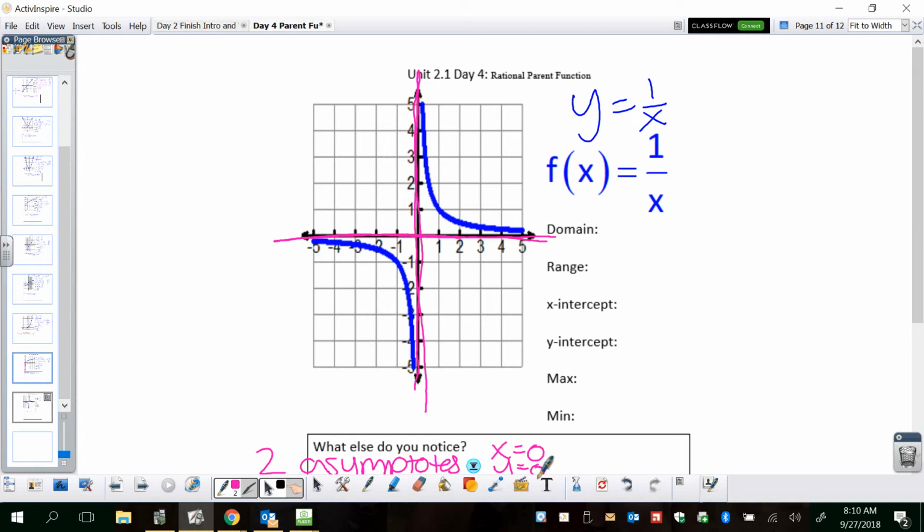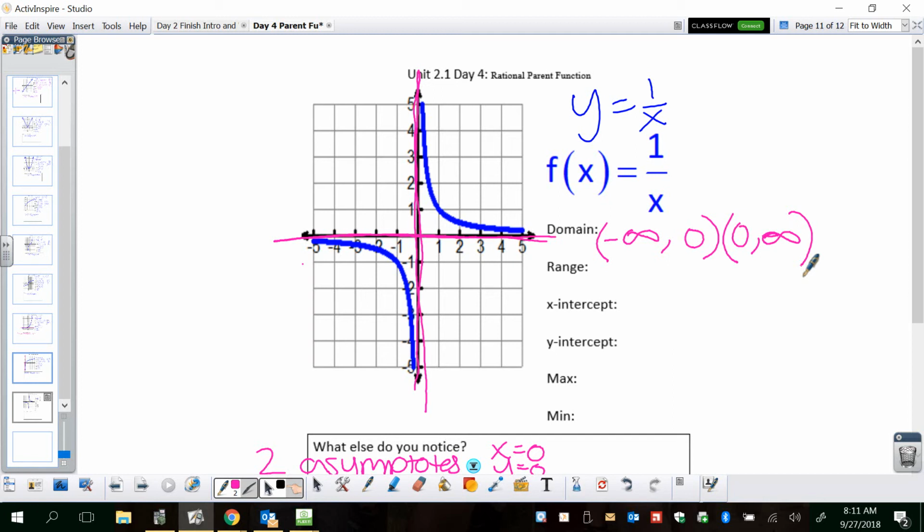So what do you think your domain is? For both of them, negative infinity to infinity, but it'll be 0. We'll start with the smallest. So negative infinity to 0, and 0 to positive infinity. But since I have parentheses, that's telling me that it never actually touches 0. If I had brackets, it would be pointless to have 2.